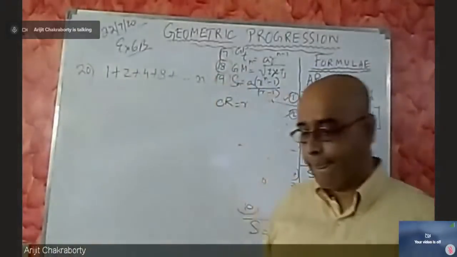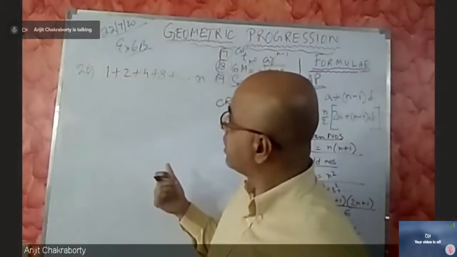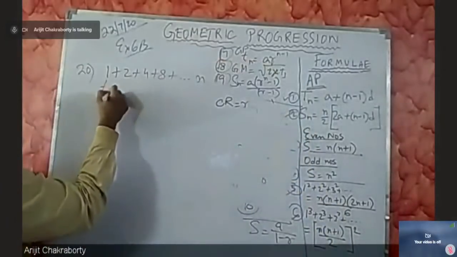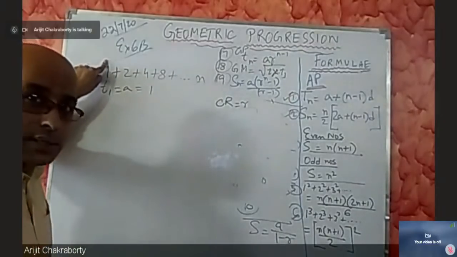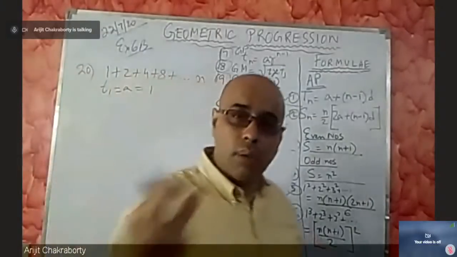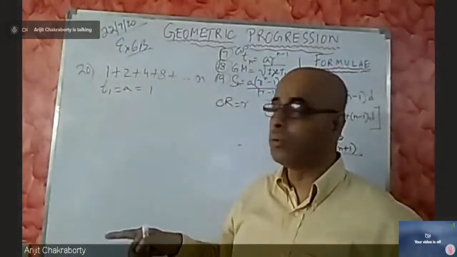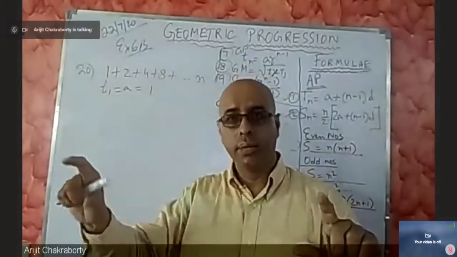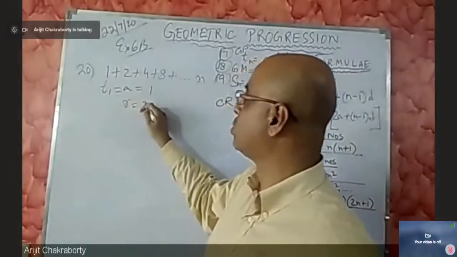Options are given, of course. Now, if you see here, the first term A equals 1. It starts with 1. What is the common ratio? 8 by 4 is 2, 4 by 2 is 2. So it's a series, not a sequence, a series, because there is a sum. So here R is equal to 2.